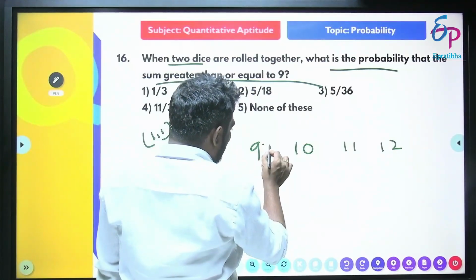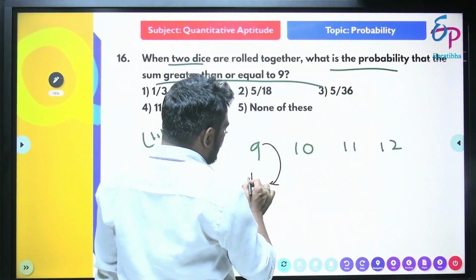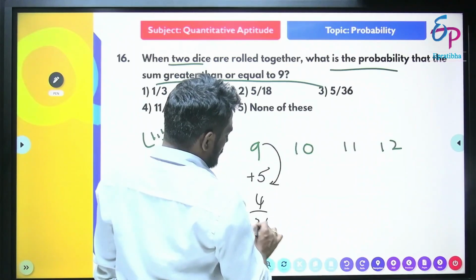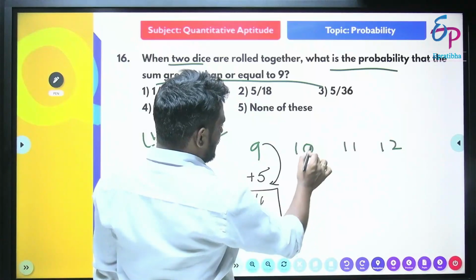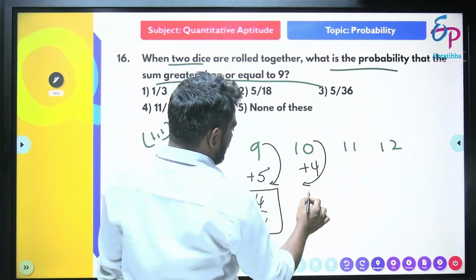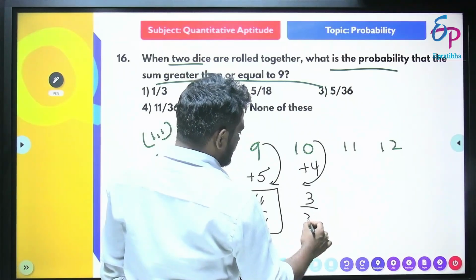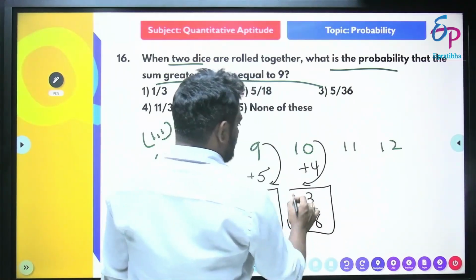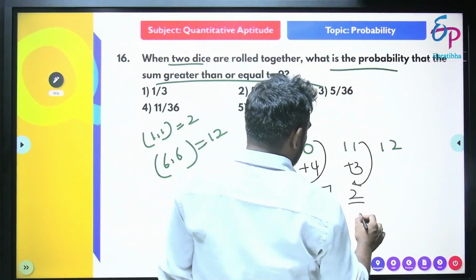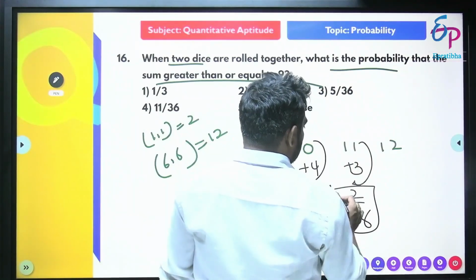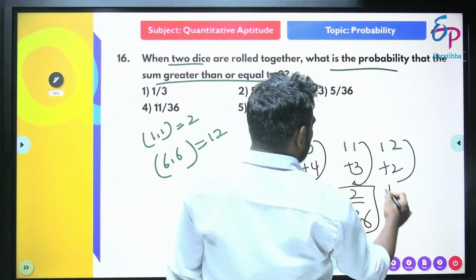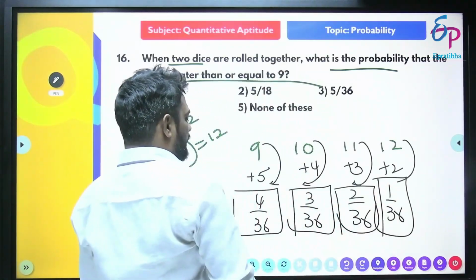9, which number can I add which will become 14? 5, right? 5 means 4 by 36. 10, which number can I add which will become 14? 4. 4 means what exactly the probability? 3 by 36. 11, which number can I add which will become 14? 3. 3 means the probability 2 by 36. 12 means 2 we shall add, and 2 means 1 by 36, right?